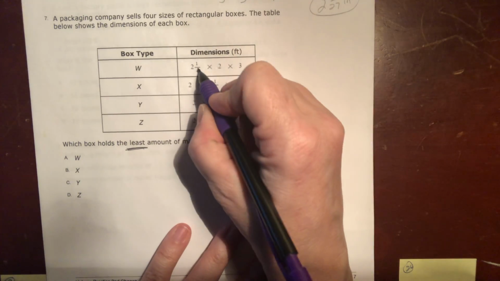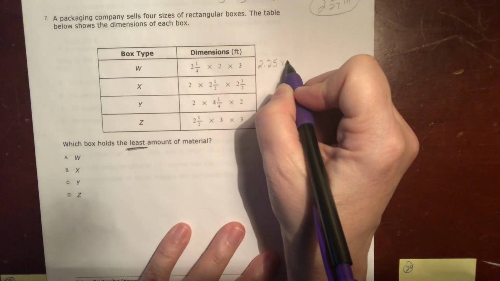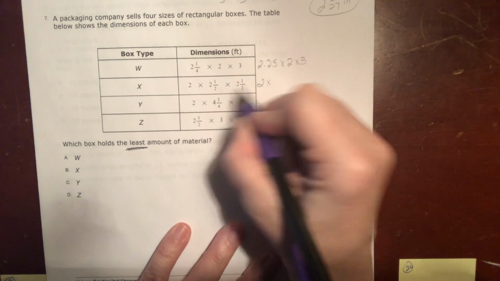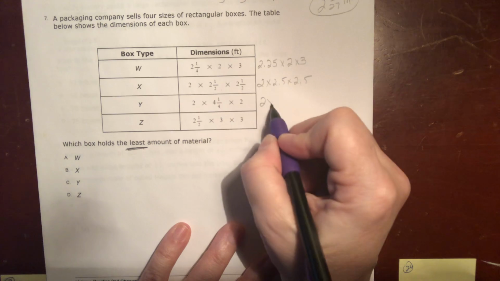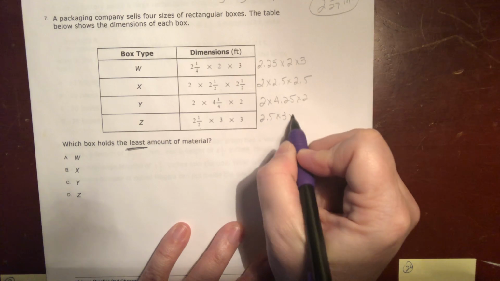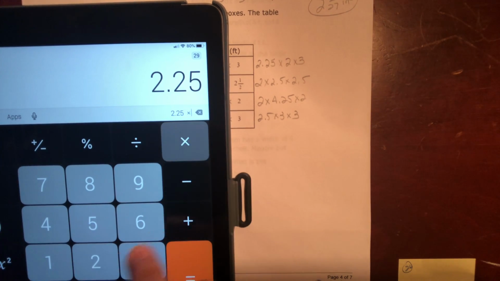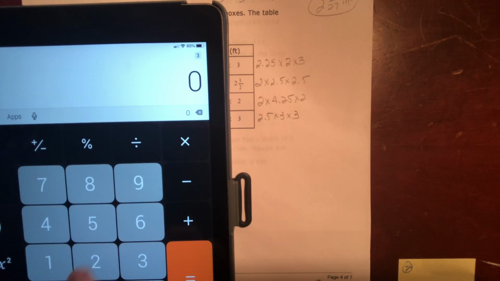We're just gonna multiply these straight across, and if you want to use a calculator a little more easily, if you have memorized that 1/4 is 0.25, that's very helpful. This one, we have 2 times 2.5 times 2.5. This is 0.25. 2 times 4.25 times 2, and this is 2.5 times 3 times 3. All right, so we have 2.25 times 2 times 3.